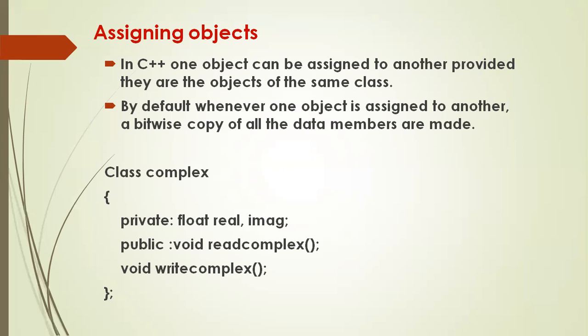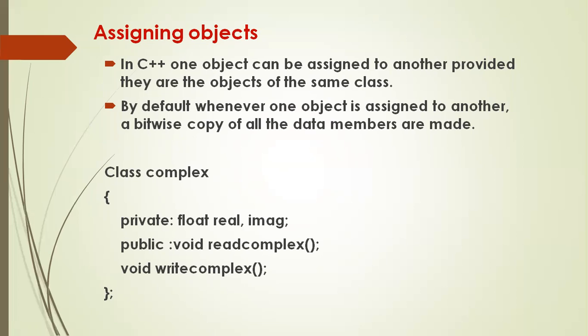By default, whenever one object is assigned to another object, a bitwise copy of the data members is made. That means the first data member of the first object is copied into the first data member of the second object. Similarly, the second data member value is copied into the second member. So the values of the different members of the first object are copied one by one into the corresponding members of the second object.